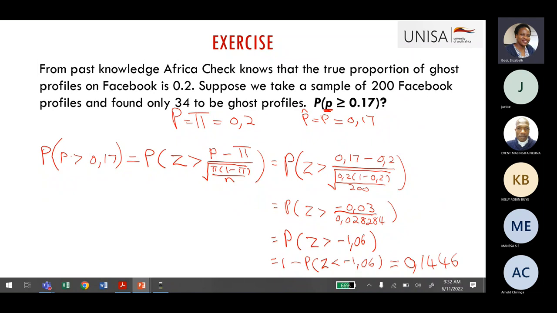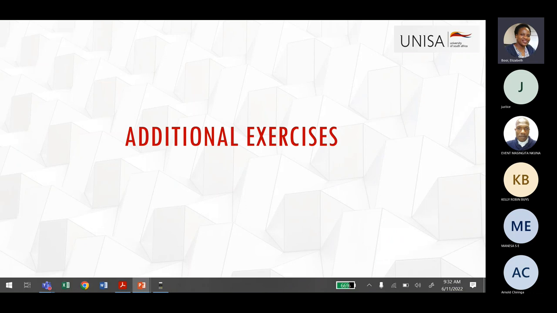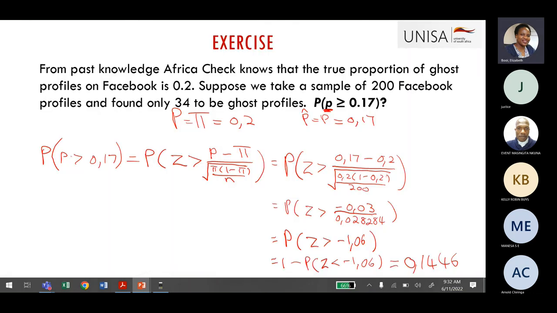Just to recap on what we just did today, we looked at the sampling distribution for the mean. Always remember that your population mean is the same as the mean of the sampling distribution of means. Your standard error, which is also called the standard deviation of the sampling distribution of means, is given by your population standard deviation divided by the square root of n.